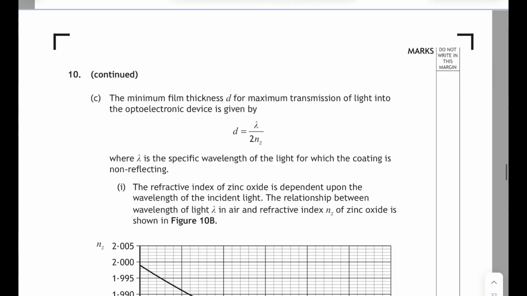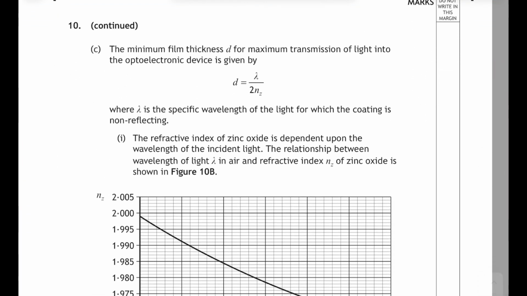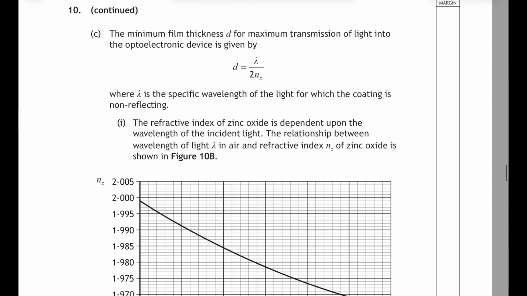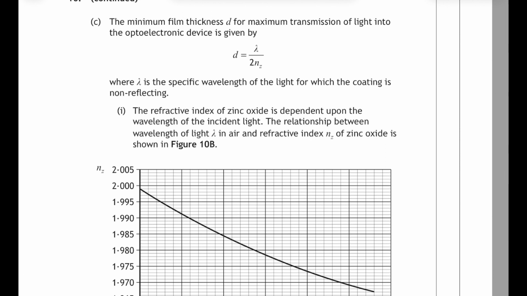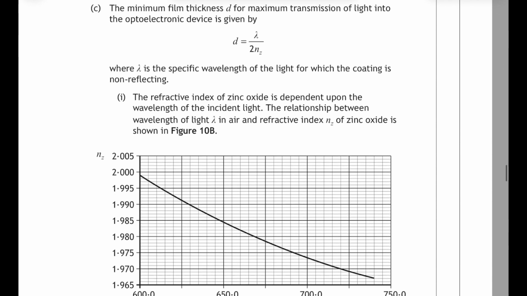Okay, moving on, 10 part C, the minimum film thickness D for maximum transmission of light into the optoelectronic device is given by the relationship D equals lambda over 2nz. And you might be saying to yourself, why is this relationship different from the one on the relationship sheet for the minimum thickness of an anti-reflection coating? Well, it's because of the single phase change at the top surface between the air and the zinc oxide. Anyway, we're told that lambda is the specific wavelength of the light for which the coating is non-reflecting.